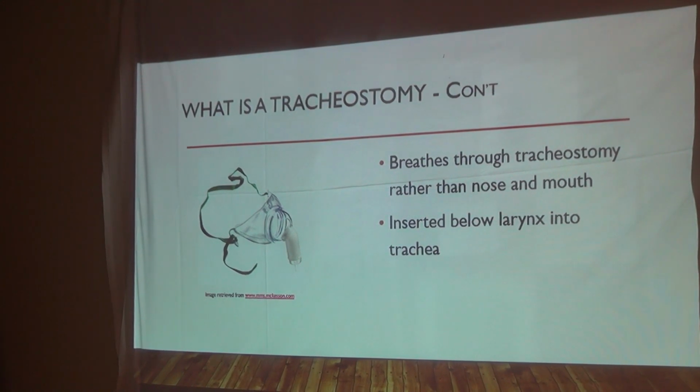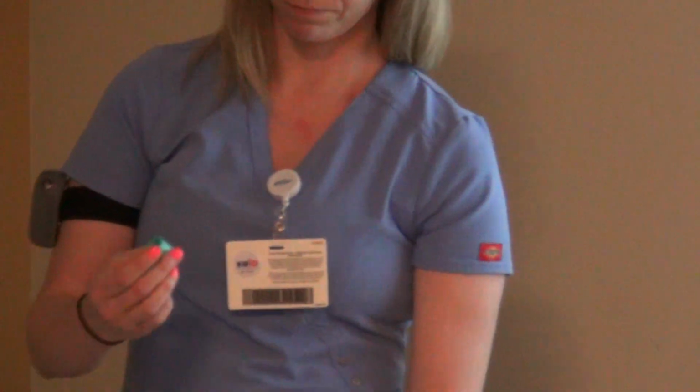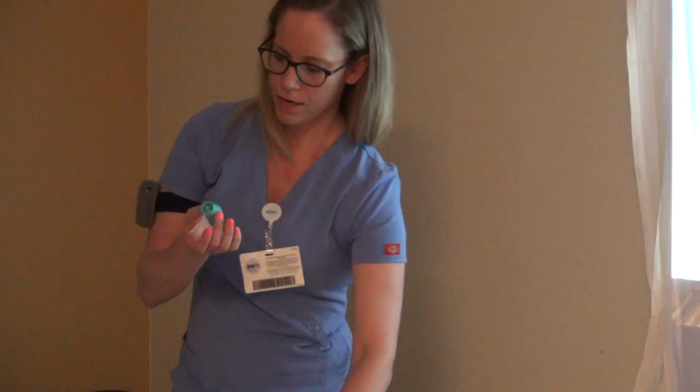The trach is inserted below the larynx, so they're unable to vocalize. So in order to do that, unless they can talk over their trach, if their cuff is deflated, which some do, we use Passy-Muir valves. So I have two different ones here. This is just your basic one.